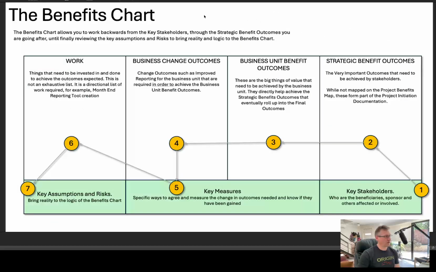And here we can map out the benefits chart. We can see who the key stakeholders are, what the strategic benefit outcomes are, what the business unit benefit outcomes are, change outcomes, key measures, how are we going to measure that, what work is going to be required to do it, and what key assumptions and risks are we undertaking with this initiative in order to get our key results for the company done and the objectives done.